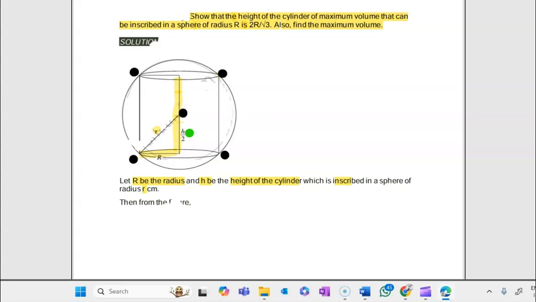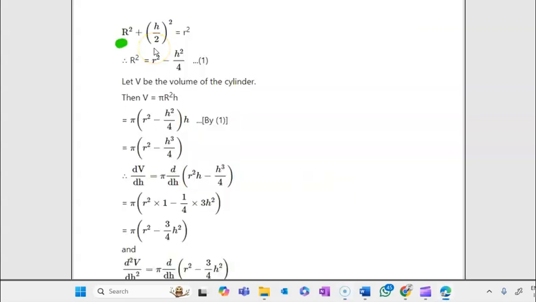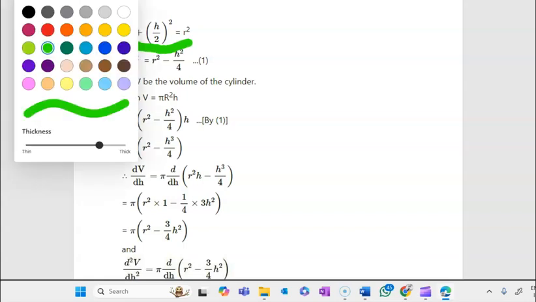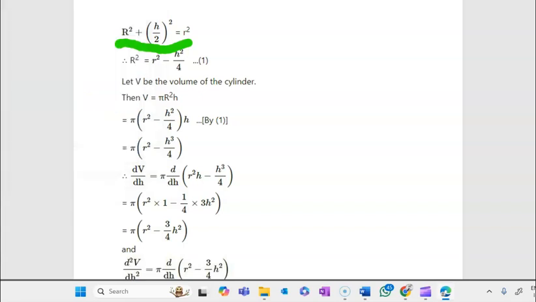So we'll now solve further. According to the Pythagoras theorem, capital R square plus (h upon 2) whole square equals small r square. So we get the value of capital R square equal to small r square minus h square upon 4. That is your step one.